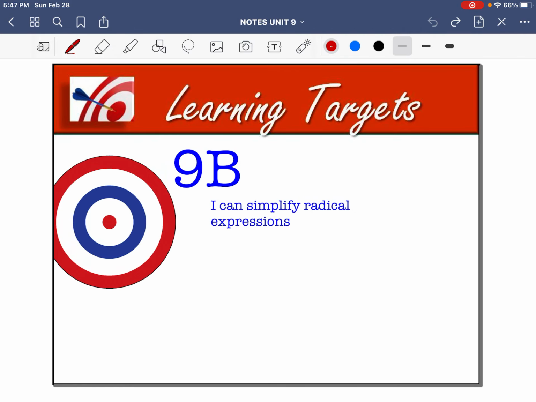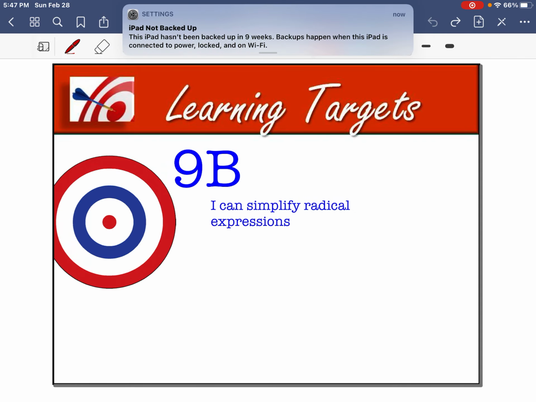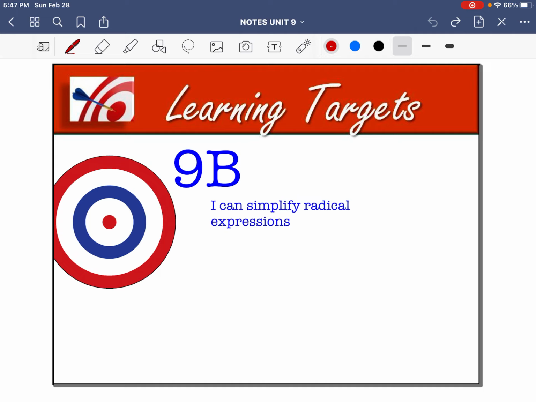Okay, we are going to go over 9B. This is Mrs. Eider. We are going to learn how to simplify radical expressions. And radical expressions are just these little square root things. So let's look at what a radical expression means.